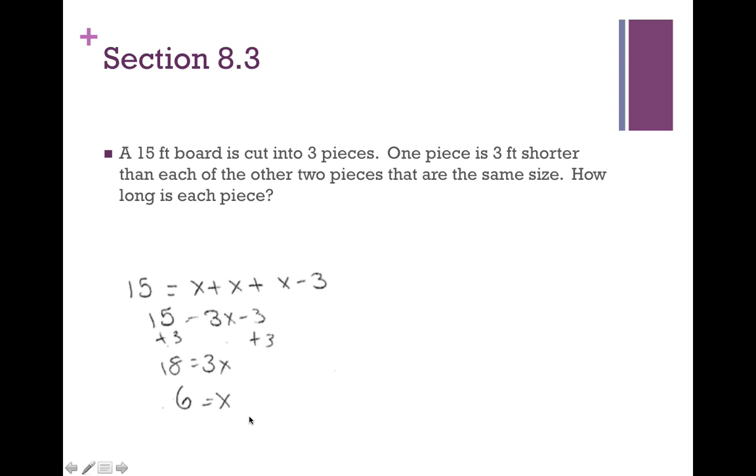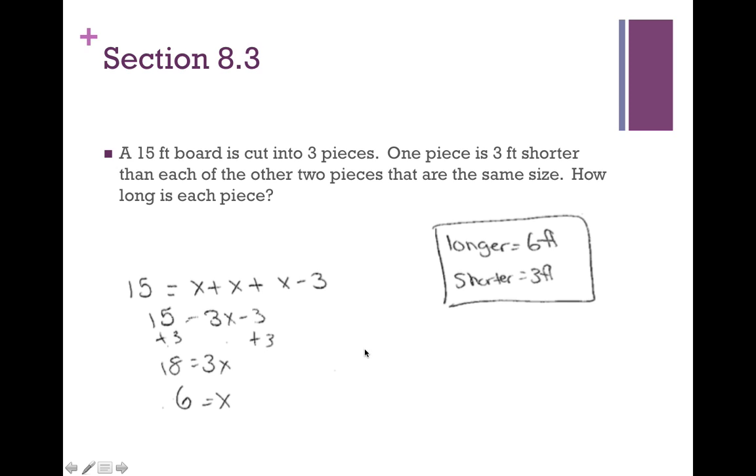My question does ask how long each piece is. So I have to remember that the X stood for the longer piece and then go back and calculate that the shorter piece is 3. I got that by saying 6 minus 3, knowing the shorter piece was X minus 3.